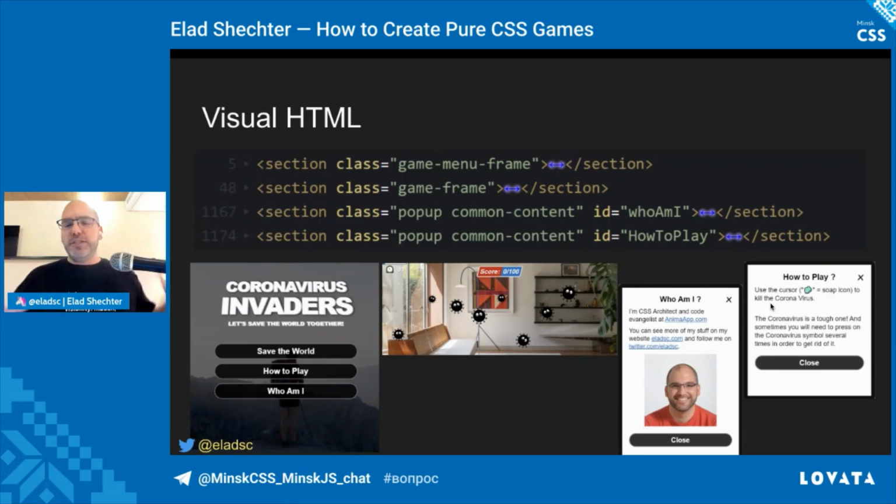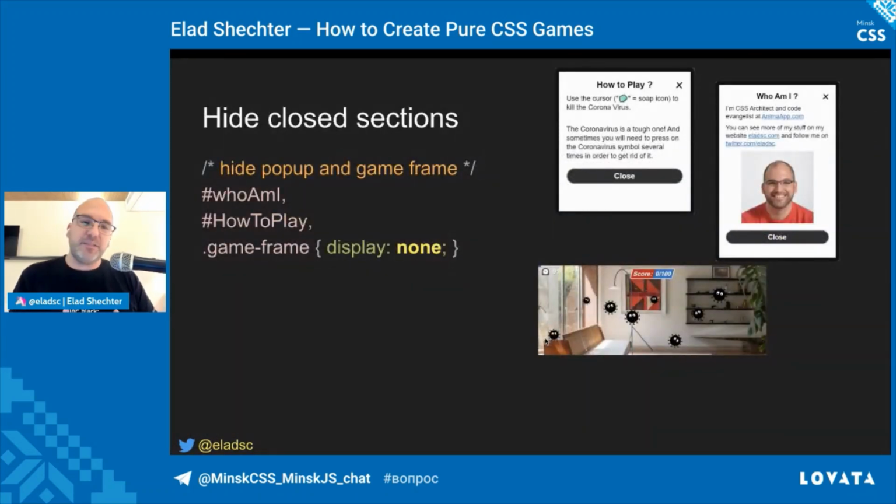But when I'm loading this game, I want to see only the game menu frame. I don't want to see all the other frames. How am I hiding all the other frames? In a very easy way. I'm just giving all the other frames display none. And in this way, when I'm loading the game, I'm only seeing the game menu frame.